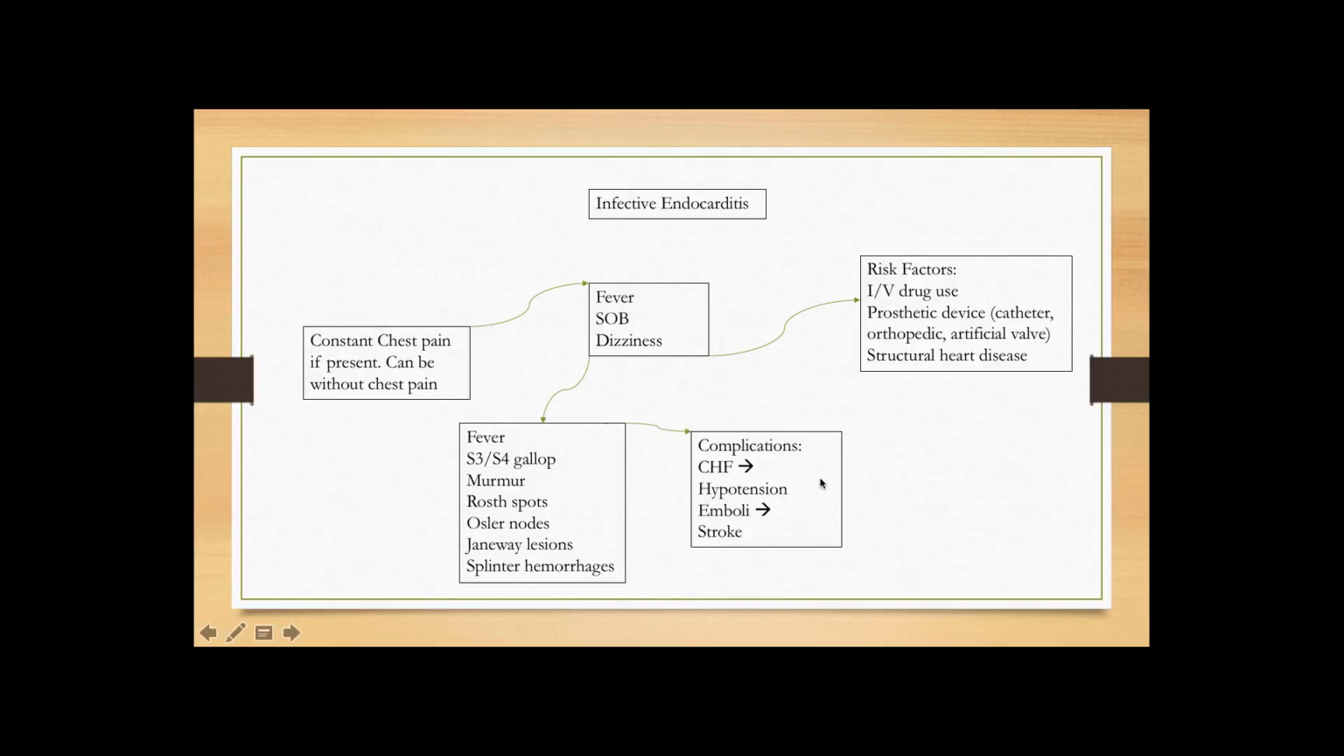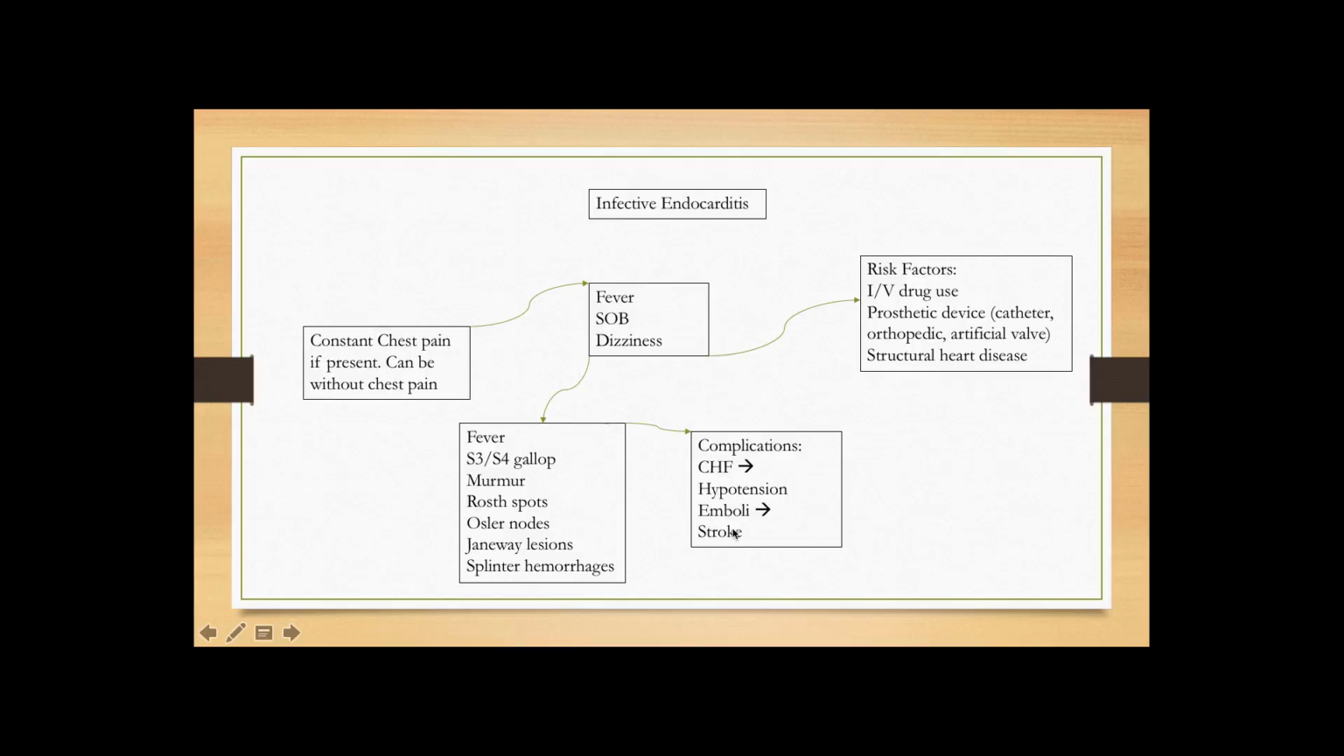Then the complications of infective endocarditis: heart failure is one big complication. Hypotension is another complication, so the patients may become very hypotensive because of reduced cardiac output. They may go into hypotensive shock or cardiogenic shock. They also may develop a thrombus, which is a very big complication, and the thrombus will embolize, and of course it can go to the brain. So everything from the heart will go to the brain, everything from the leg will go to the lung, so just keep that in mind.